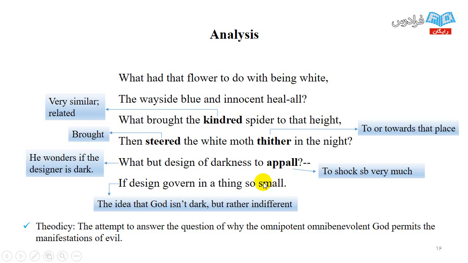The poet brings the idea of theodicy to this poem. Theodicy is a branch of theology and philosophy which attempts to answer the question of why the omnipotent, omnibenevolent God permits the manifestations of evil. Robert Frost does not give us any clear answer for these questions. As you know, there are many ironies in the poem, and the conclusion is ambiguous.